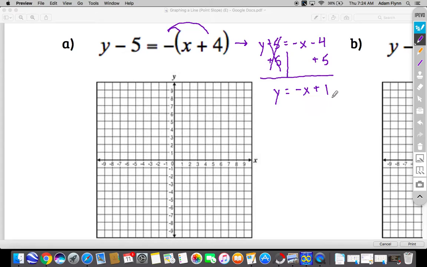Okay, so it's in slope-intercept form, so I'll start at my y-intercept, which is positive 1. It appears my slope is just a negative sign, so that means it's negative 1. So that means I'll go down 1 to the right 1. Or I could go up 1 and to the left 1. So I can make my line at this point. I will extend it in this direction. And I will add arrows to it.